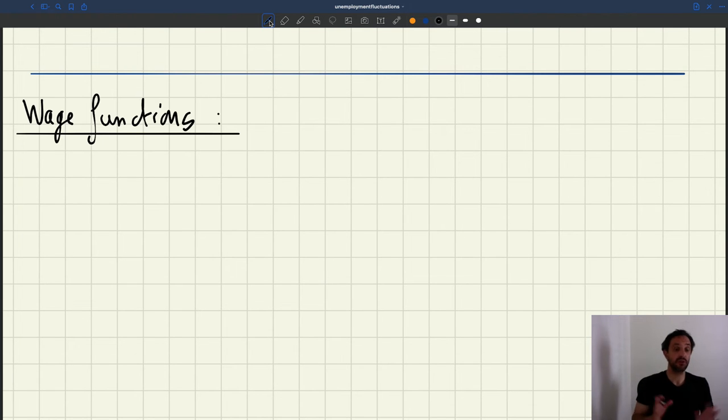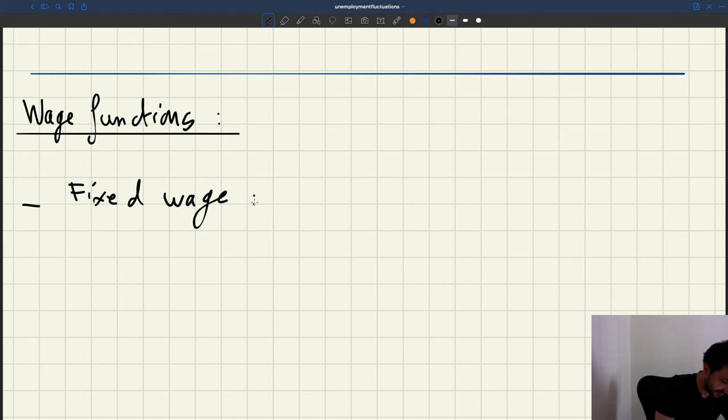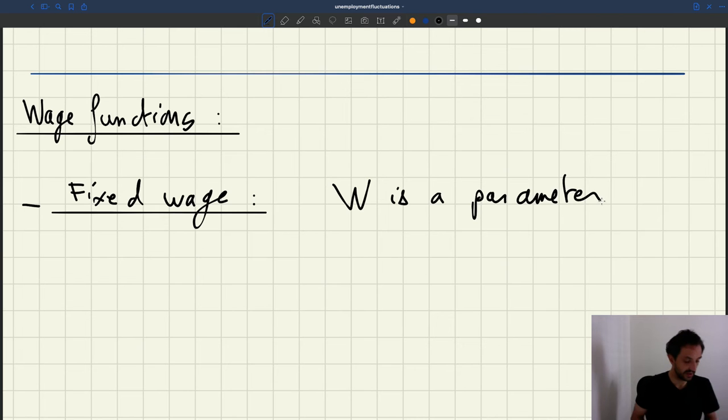So the simplest form that the wage could take would be a completely rigid wage, a fixed wage. In that case, with the fixed wage, we assume that the wage W is just a parameter. And it doesn't change over time. It doesn't change when other parameters change, such as productivity or the job separation rate, and it doesn't change when labor market conditions, such as the labor market tightness, change.